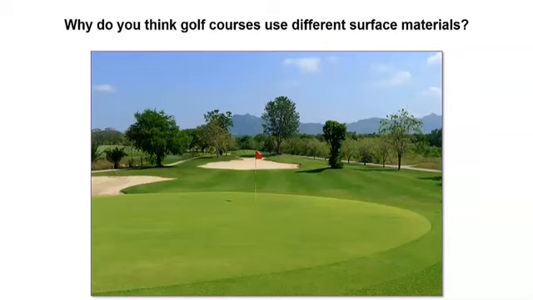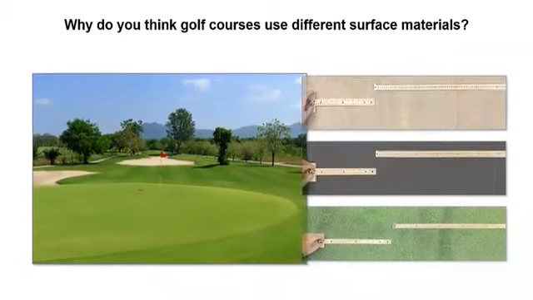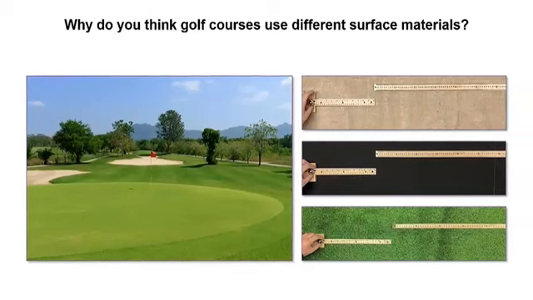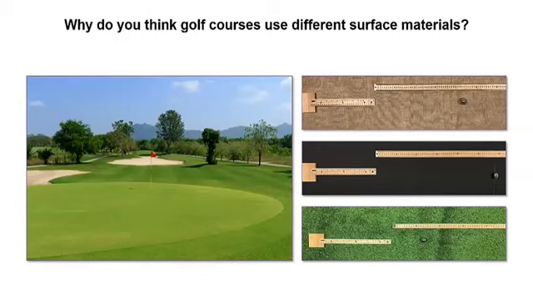Maybe the different materials cause the golf balls to slow down and stop at different distances, like the materials we tested in our investigation. Today, we'll analyze and interpret the data from our investigation to see what else we can learn about how different materials can affect the distance a ball travels.